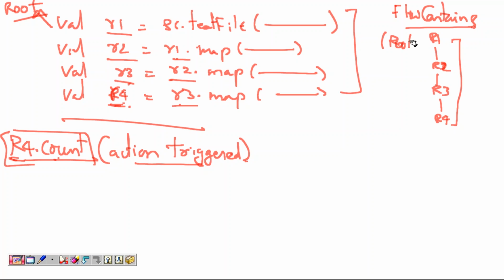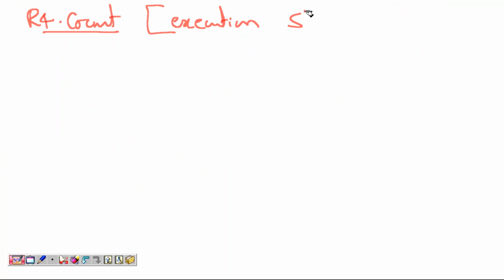Whenever you perform an action, the action will be triggered from the root. Up to now, this was just declared. First time R1 is going to be loaded. Now here I am writing the action steps: R4.count. Observe the execution steps. Step 1: R1 is loaded into RAM.